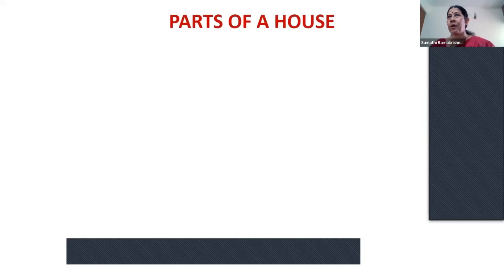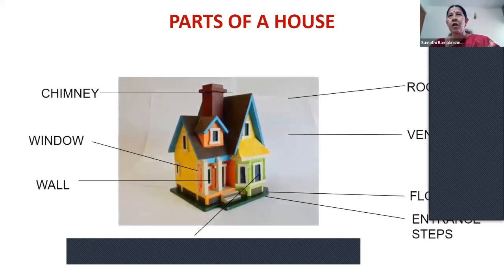Then we are going to talk about parts of a house. Generally, normally, what are all the basic things a house needs? So these are all the basic things. Even if it is a single bedroom house or a mud house, any house needs a chimney, a window, a wall. Maybe room numbers might differ, but a ventilator is necessary, a floor, and the steps to get in. So these are the major basic parts of a house.